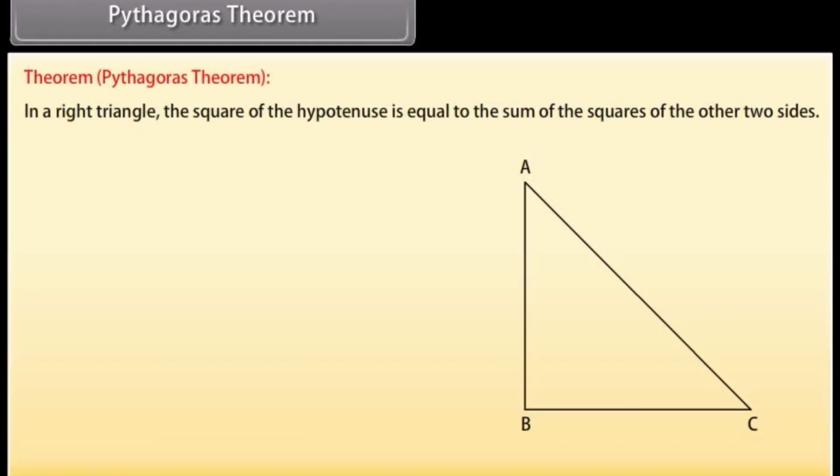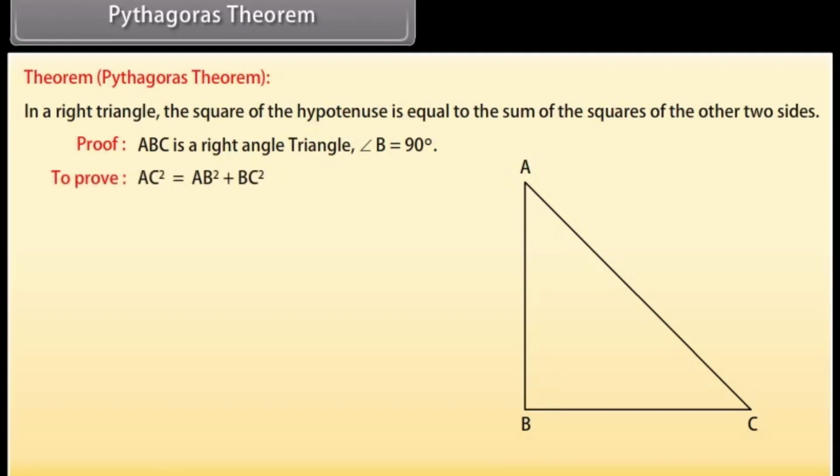In a right triangle, the square of the hypotenuse is equal to the sum of the squares of the other two sides. Let us prove this theorem. Given: ABC is a right-angled triangle, angle B is equal to 90 degrees. To prove: AC square equals AB square plus BC square. Construction: Draw BD perpendicular to AC.